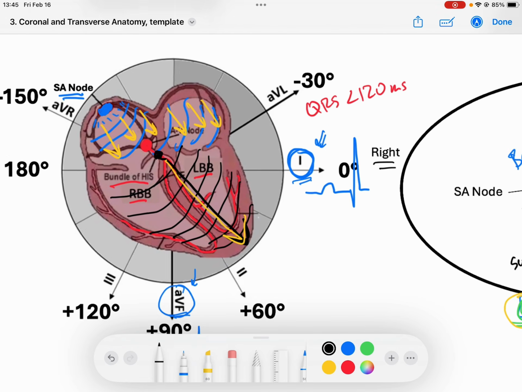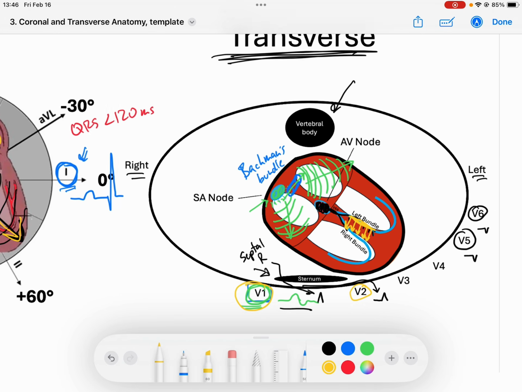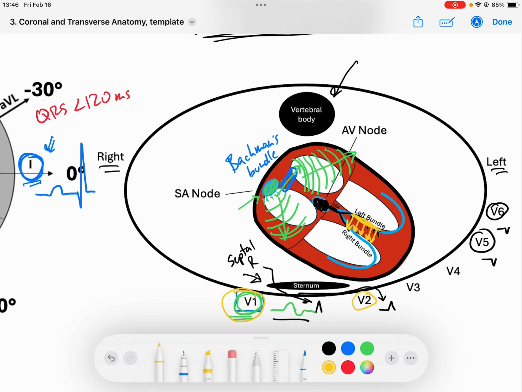You can see that on our limb leads as well, where we have depolarization across the septum. And so you might actually see small Q waves or small R waves, depending on what direction you're looking at. But we best see them here in the precordium. So we have our small septal R waves in V1 and V2, and maybe some small septal Q waves in V5 and V6.